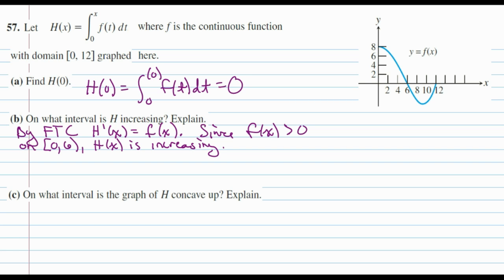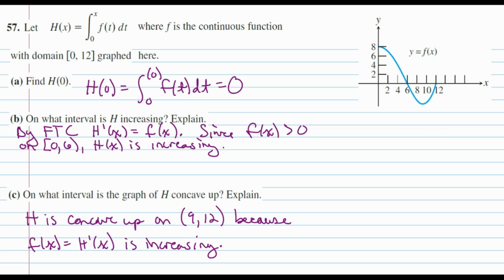Part C, on what interval is the graph of h concave up? Well, h is going to be concave up where its first derivative, so f, is increasing. F is increasing from, let's call that 9 to 12. And I didn't need to use the fundamental theorem of calculus again to establish that the derivative of h is f, the graph we're looking at, because I already did in part B, so I'm just going off of that claim that I've already made.